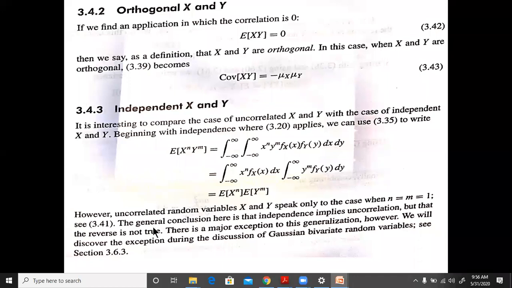So the general conclusion is that independence implies uncorrelation, but the reverse is not true. So whenever we talk about independence, there might be uncorrelation, but the reverse is not true. When mu x mu y is equal to 0, then E of xy will be equal to 0. So independence implies uncorrelation, but uncorrelation does not imply that they are independent of each other. Okay.